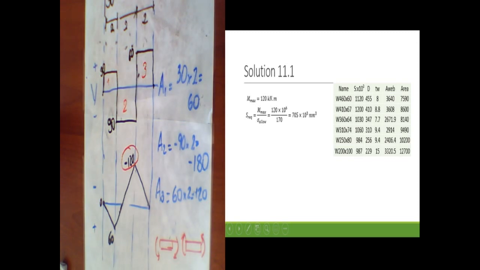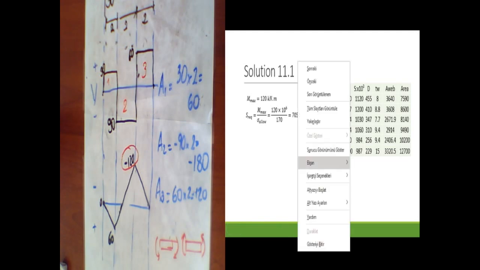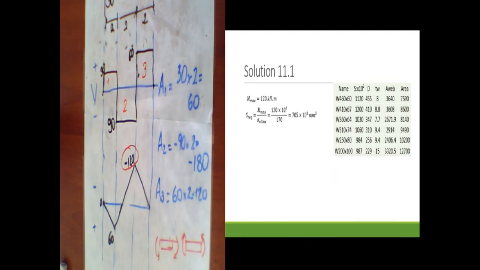And 120 kilonewton meter, I multiply by 10 to the power 6 to convert to Newton millimeter, and divide by 120, and I obtain the required section modulus of 705 times 10 to the power 3 millimeter cubed. So if we look at the sections, we can see all the sections are greater than the section required. In other words, we can choose any section in this table.